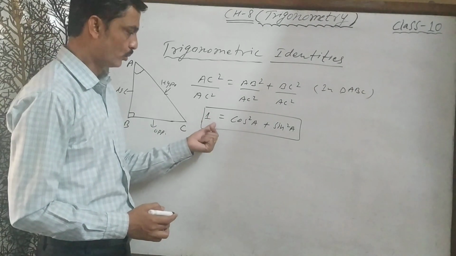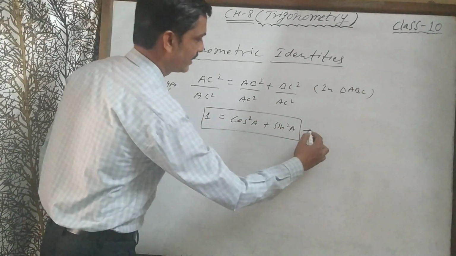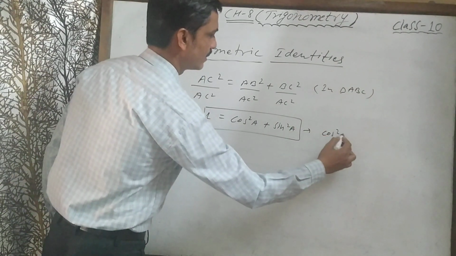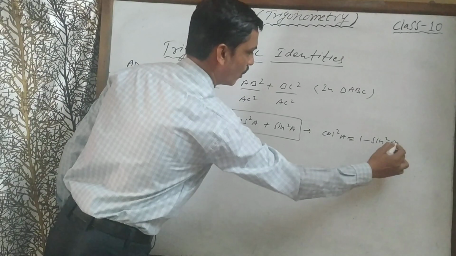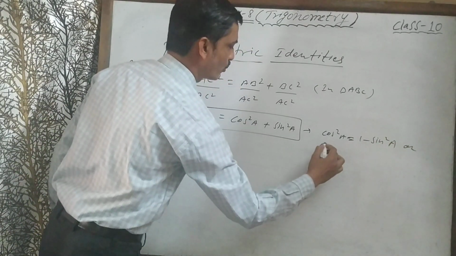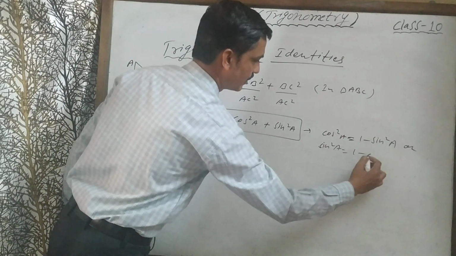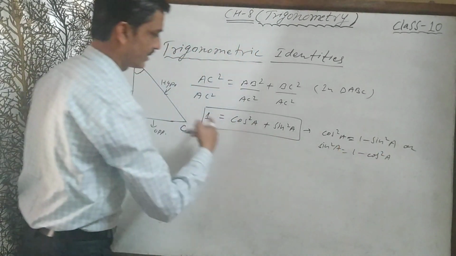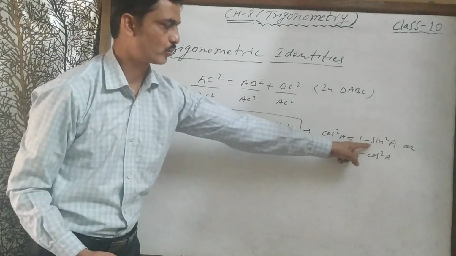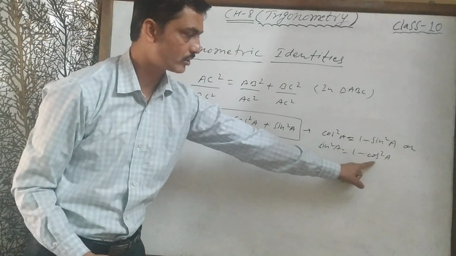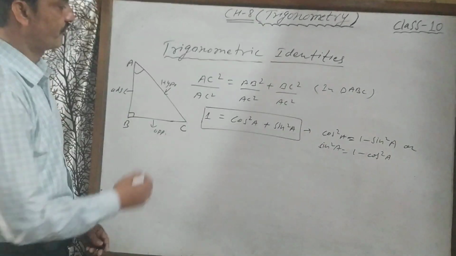Generally we use this identity in these forms: cos square A is equal to 1 minus sin square A, or sin square A is equal to 1 minus cos square A. Understand? By transferring the values, if we know sin square A, we can find cos square A as 1 minus sin square A. If we know cos square A, we can write sin square A as 1 minus cos square A. Understand?